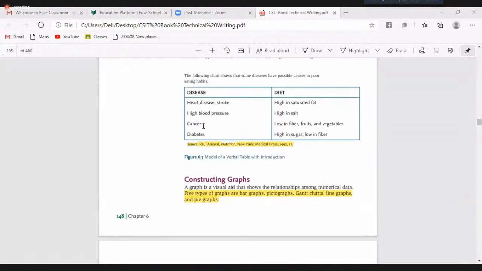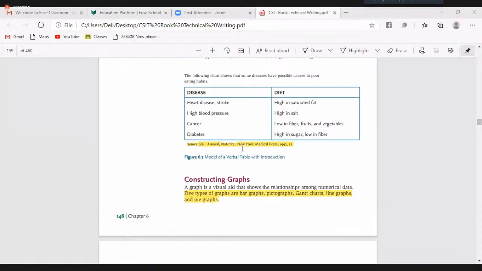Yes, see. Here is the verbal table, and what is the source given below this table? Source is given. Do you see the source: Rao, Amaral, Nutrition, New York, Medical Press, 1992, 12? It means 12 is the page number, isn't it? So this very table has been borrowed from this source. This is called giving credit to the source.